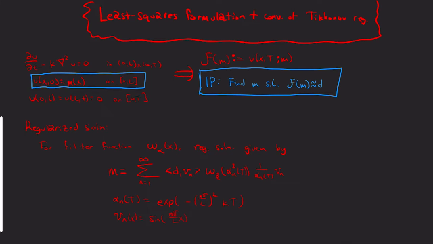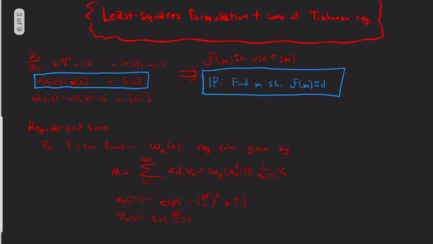Hi everyone, in this video I'm going to discuss the least squares formulation of Tikhonov regularization as well as its convergence in the small noise limit. Just recall that we're inverting for this initial condition M, and we're observing at a final time t the whole field U, and then finally we will find M such that f of M approximately equals D up to the noise.